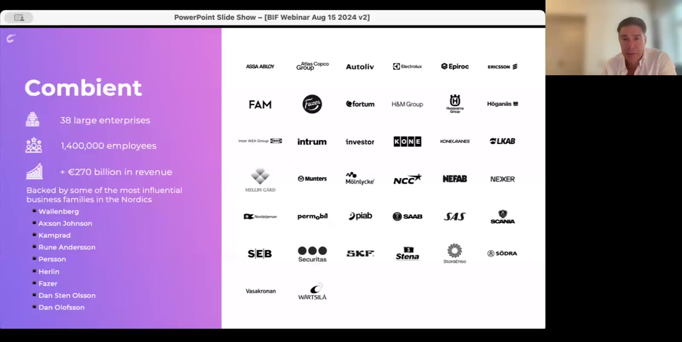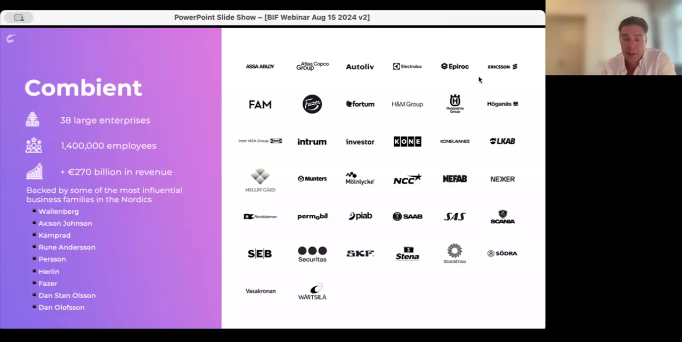And how do you manage this? Well, one way of doing it is how we do it in Combient. There, a couple of large Nordic enterprises believe that collaboration is a perfect tool to support their transformation and give their employees an opportunity to learn together, develop things together, and drive innovation together. Today, Combient, which was created 10 years ago, has 38 large enterprises, which together represent about 1.4 million employees and a joint turnover of more than 270 billion in revenue.